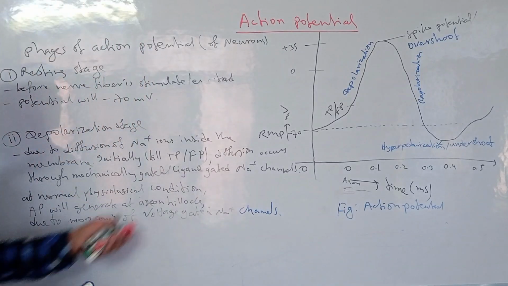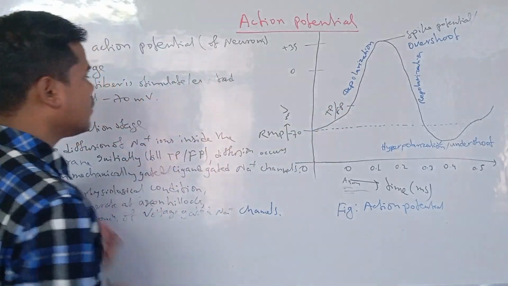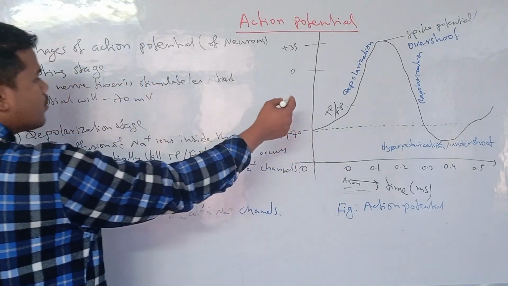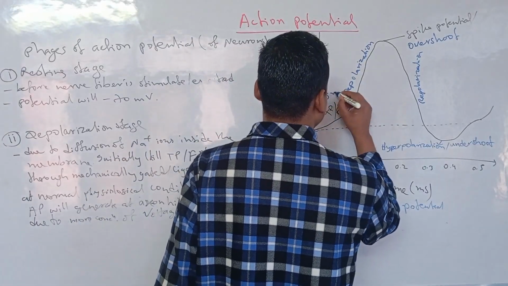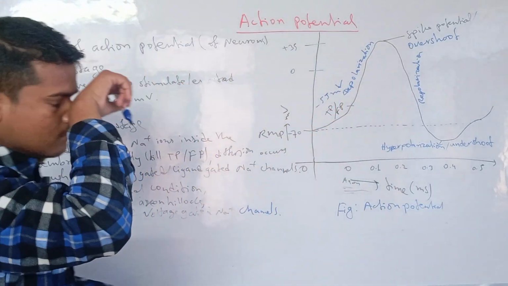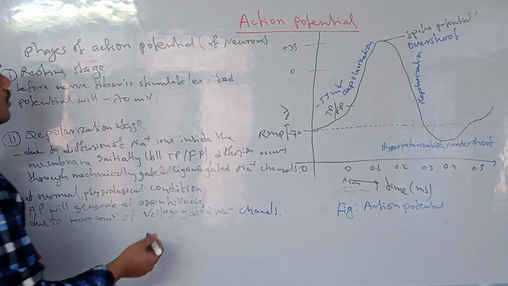Then what is the firing potential or threshold potential? For this nerve fiber, the threshold or firing potential will be minus 55 millivolt. That is how the action potential is generated.